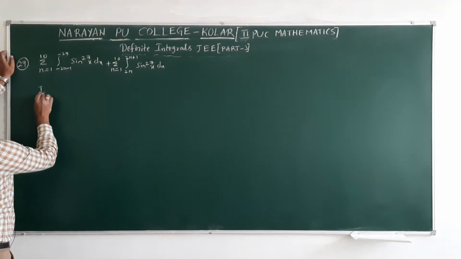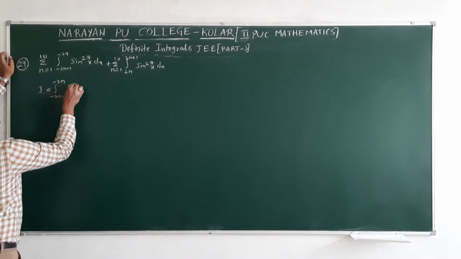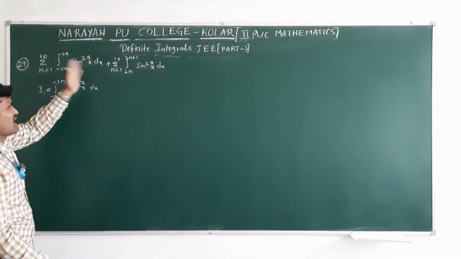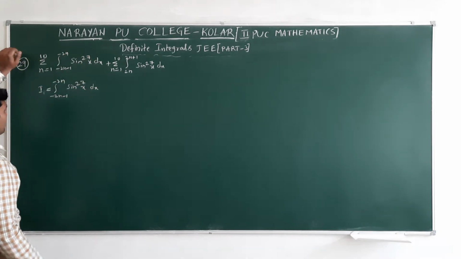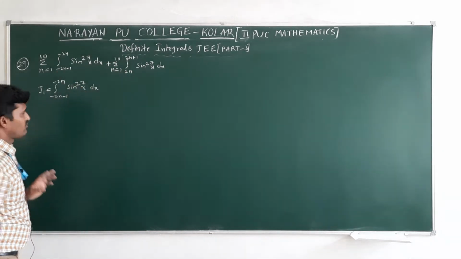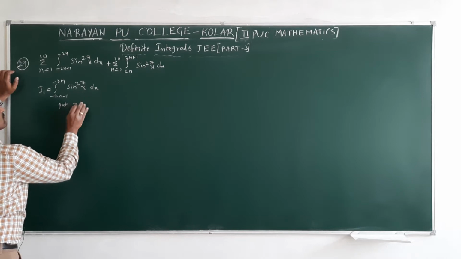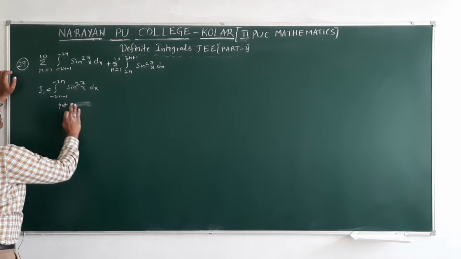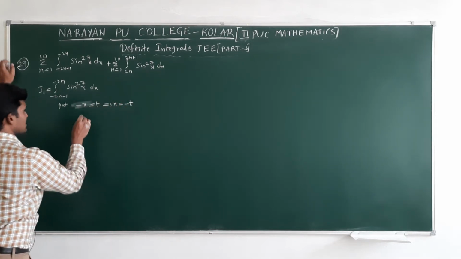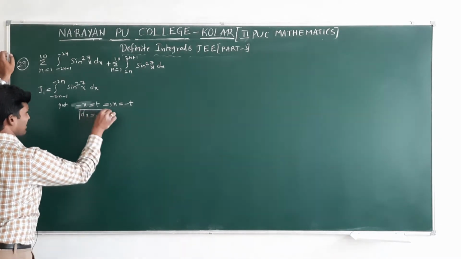as I, the integral from -2n-1 to -2n of sin^27 x dx. Summation is common, but first we need to find that integral value. Now here negative limits are there, here positive values are there. For that I will substitute π minus x equal to t. From this, x equal to minus t. Now here dx we will get minus dt. Directly I am writing.